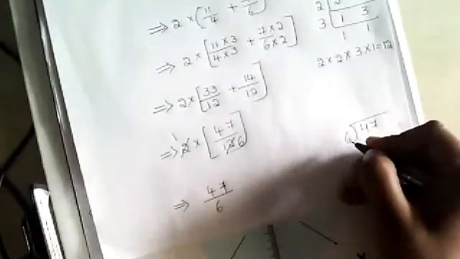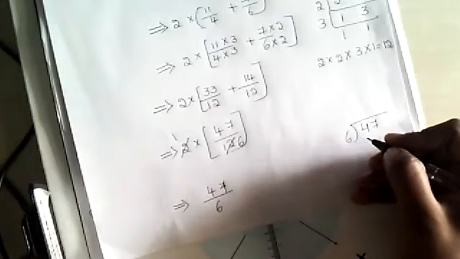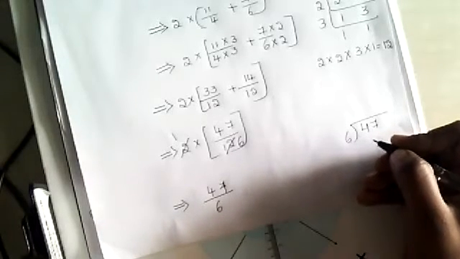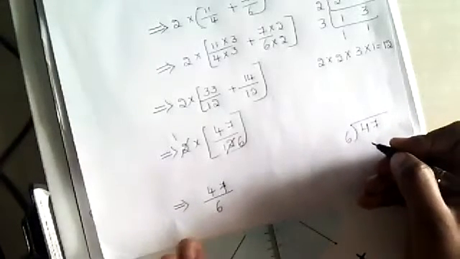47 upon 6. 6 ones are 6, 6 twos are 12, 6 threes are 18, 6 fours are 24, 6 fives are 30, 6 sixes are 36, 6 sevens are 42. How much remained? 5. So it's in the QRD form: quotient, remainder, divisor. 7, 5 upon 6 centimeter. Okay.